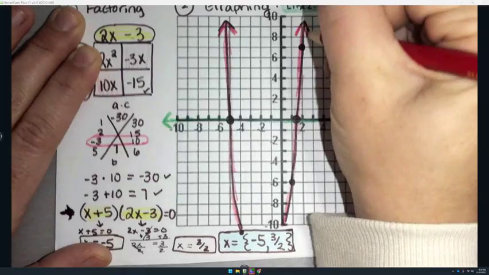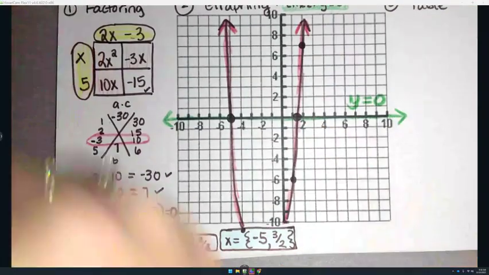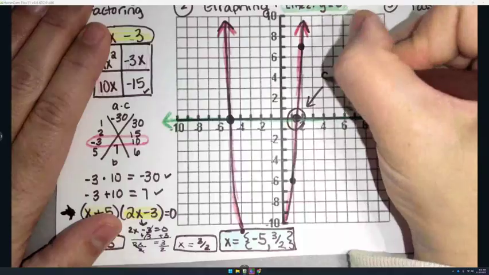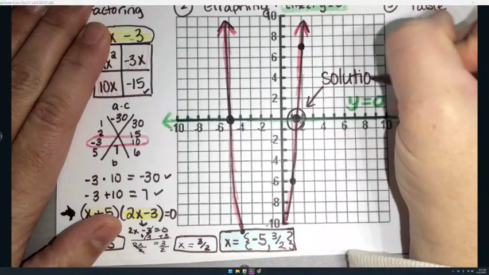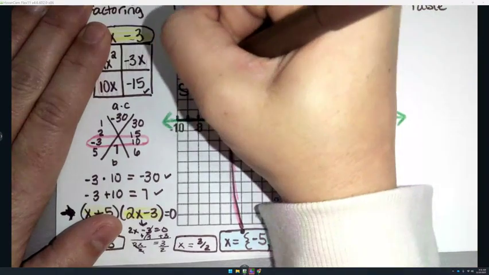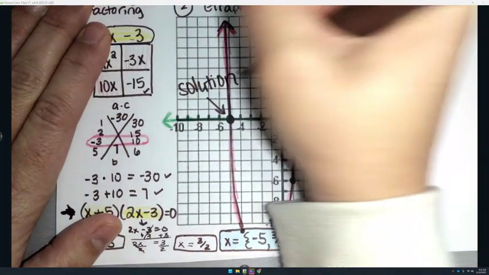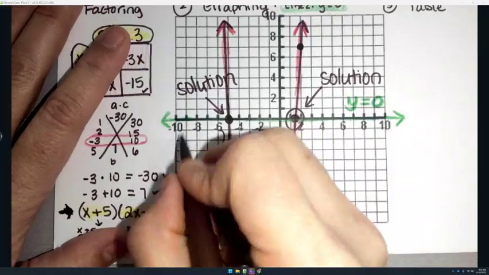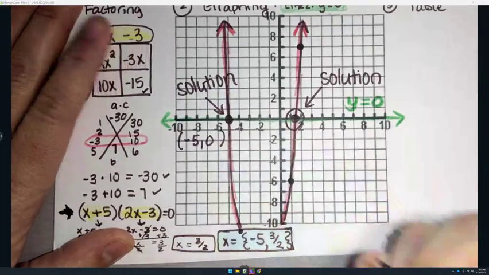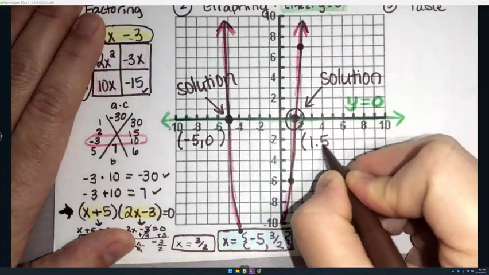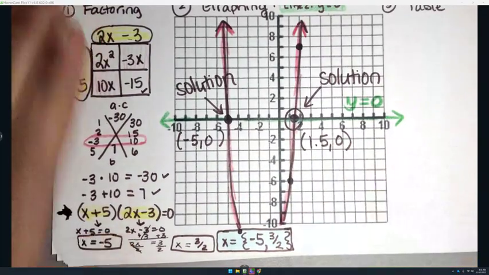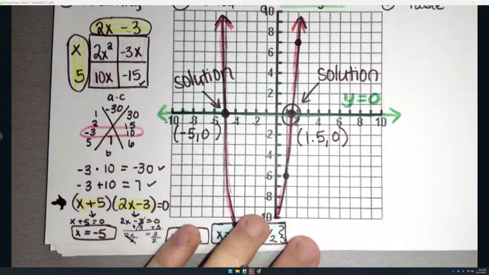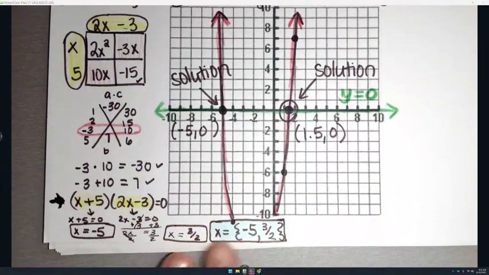And the solution is where the red and the green meet. So this is a solution. And this is a solution. This coordinate point was a negative 5, 0, and this coordinate point was a 1.5, 0. Notice that it does match what we got.